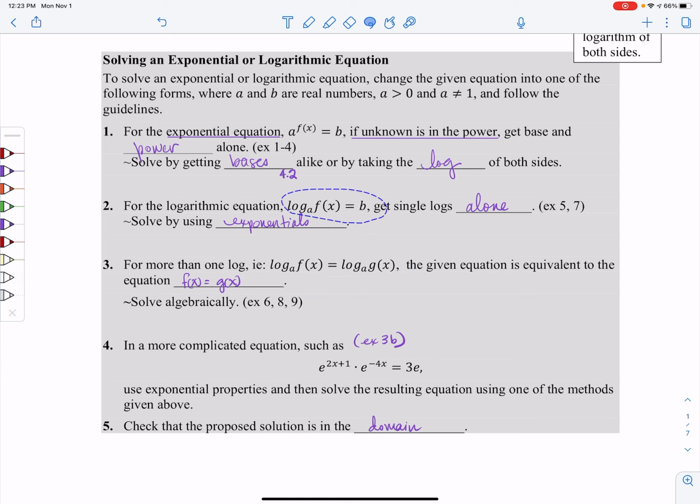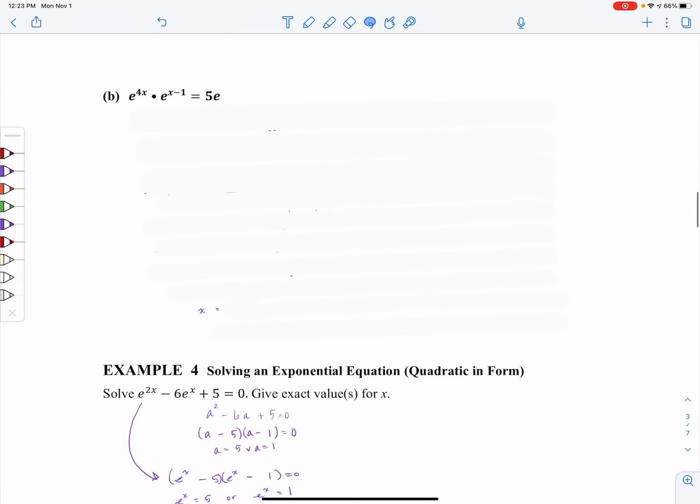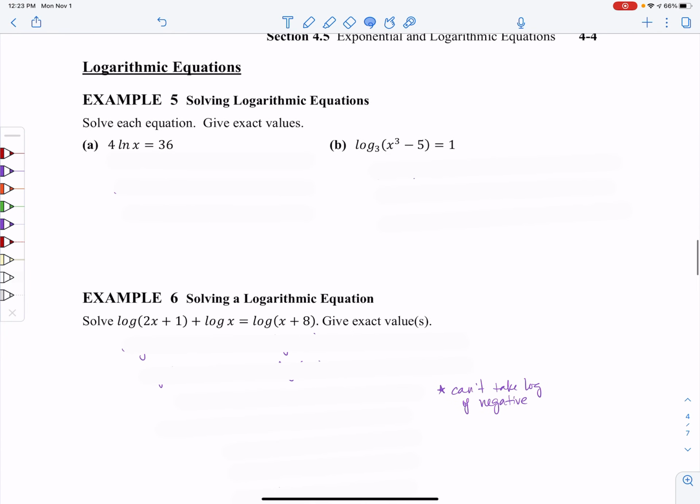So when you have this log equation, you want to get your single log alone. And then the way you're going to solve is by using exponentials. So we're going to go down to example 5 and example 7. So if you would follow me then, I'm down to example number 5. I have two different possibilities here, two different examples. I'm trying to solve, which means I want to get x alone. And secondly, I'm going to be answering with exact values. I'm not going to be answering with approximations.